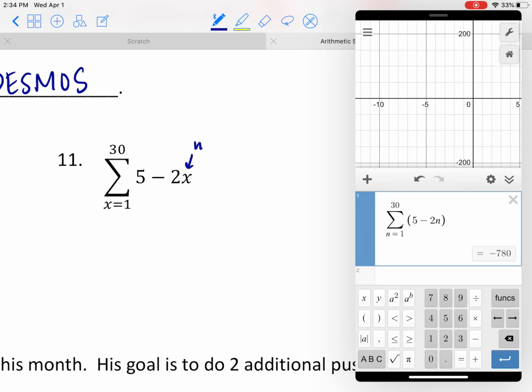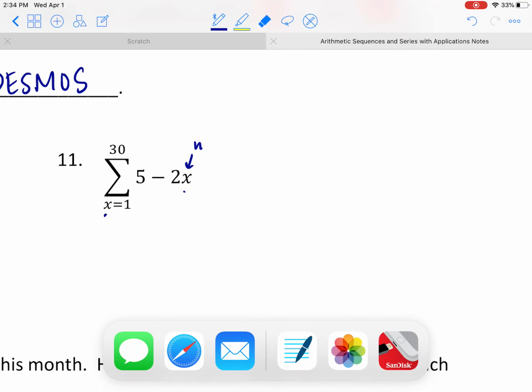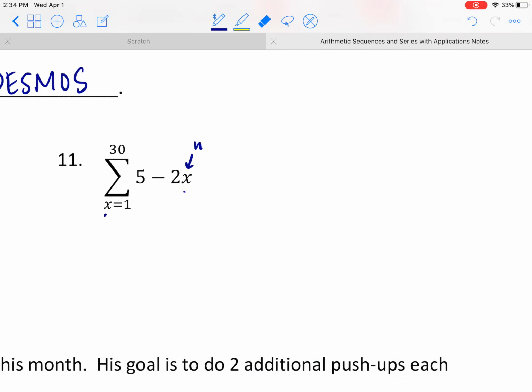So you can either change the x to an n, or you can change the n in your sigma to an x. Either way, as long as the variables match up, it'll work. So the sum for these 30 terms is negative 780.